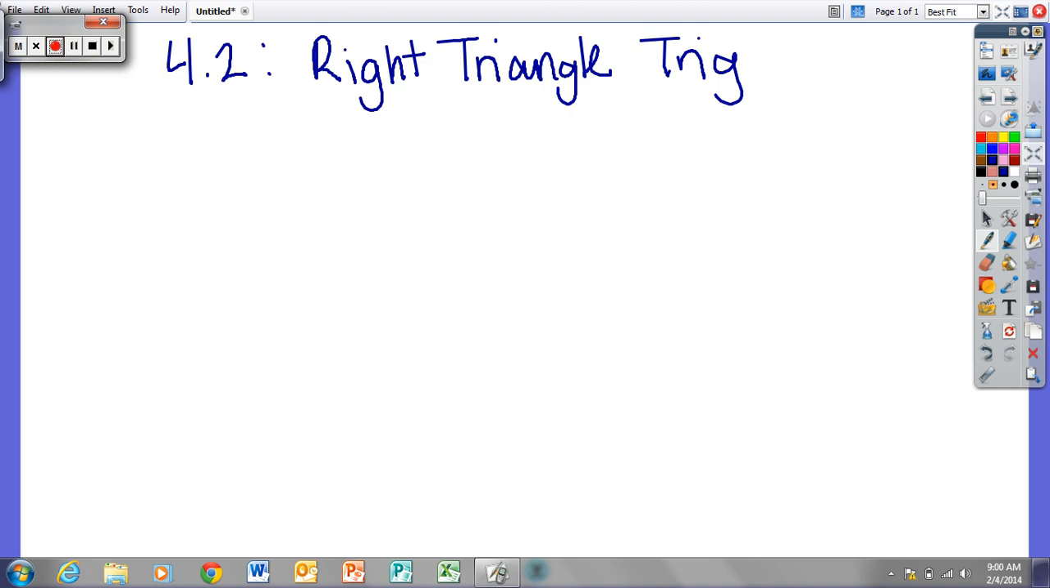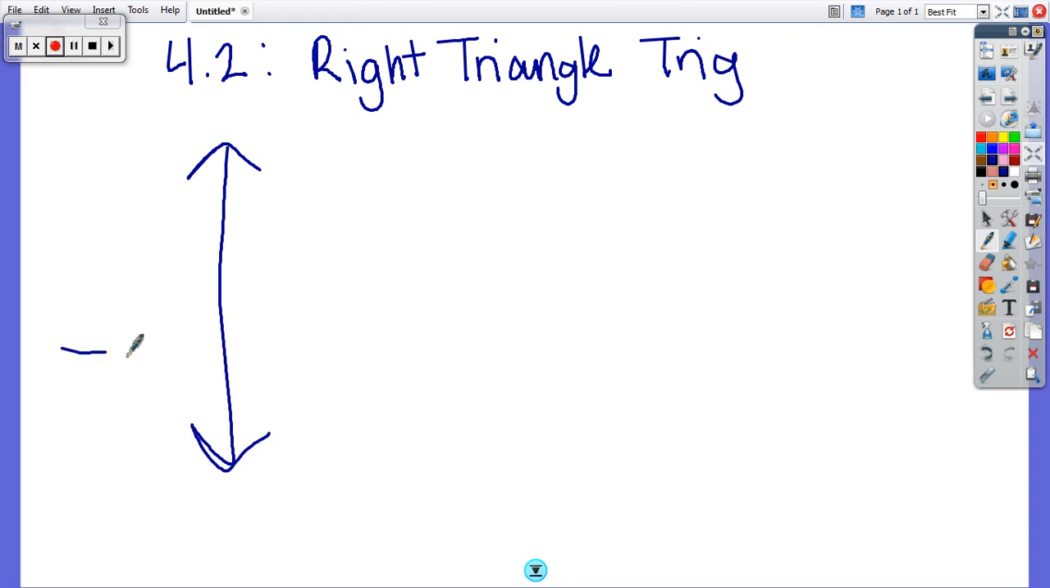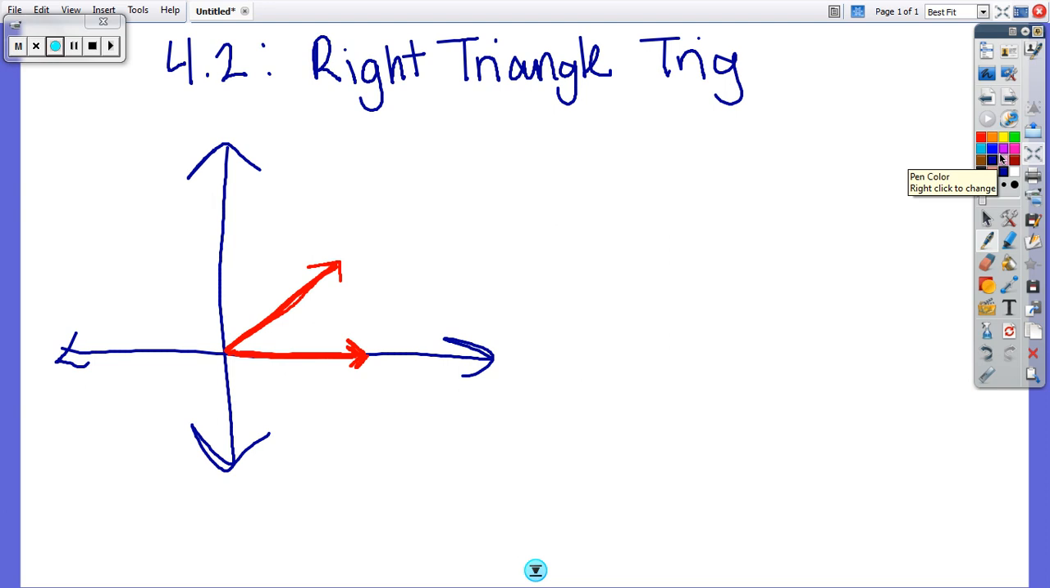Alright, so these are notes for section 4.2, right triangle trigonometry. In order to start talking about trig, we need to understand what an angle looks like in standard position. If I had a coordinate plane, an angle in standard position is always going to be with one of its rays sitting along the positive x-axis and the other ray pointing off into the first quadrant. So an angle in standard position always looks like this.